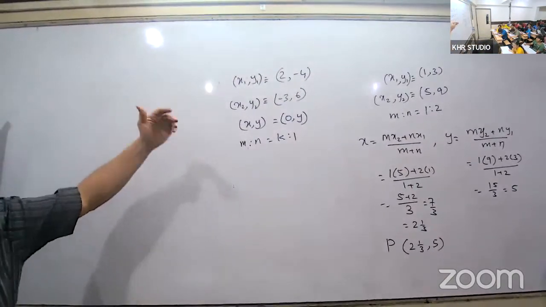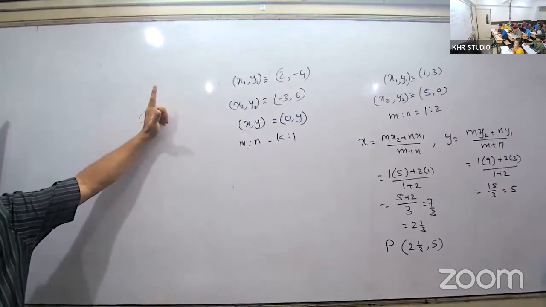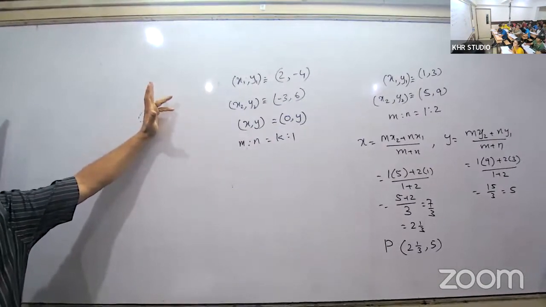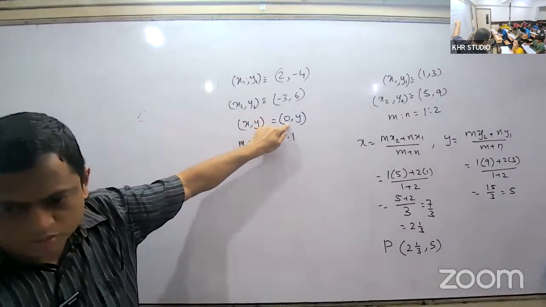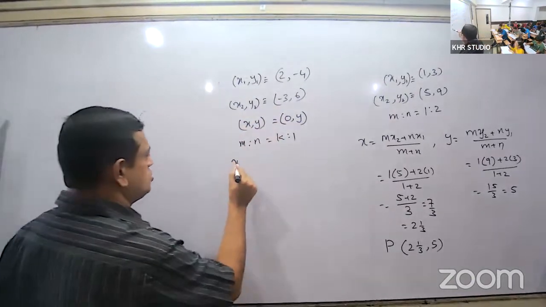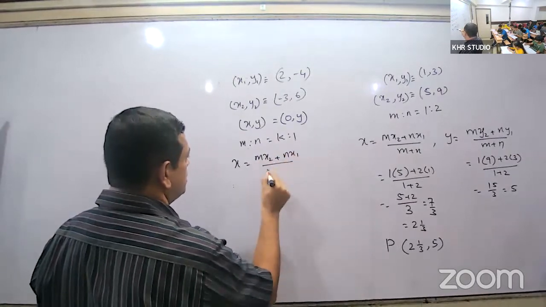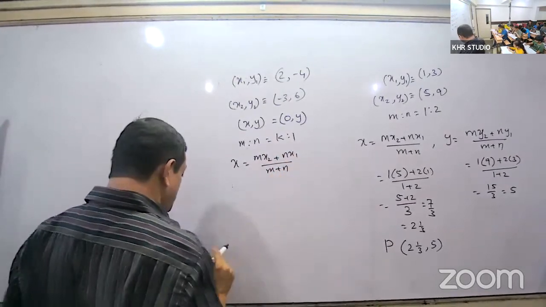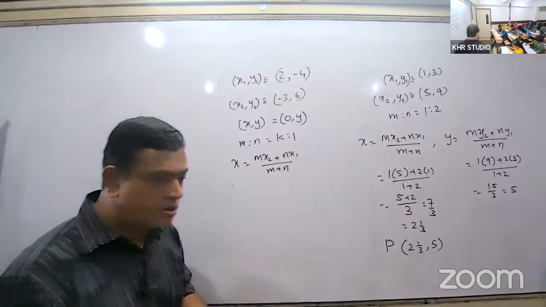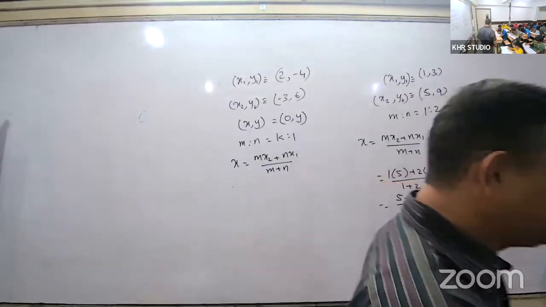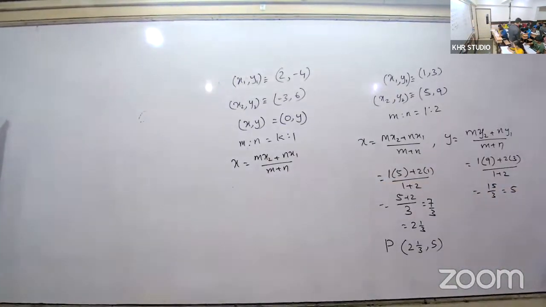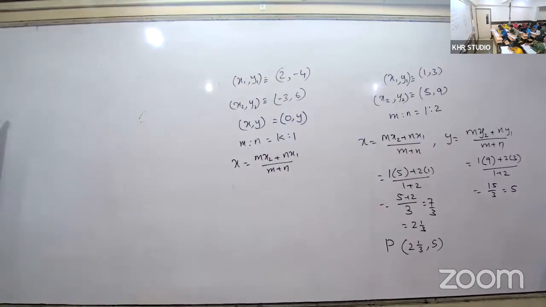Which formula do we use? The x formula or the y formula? Why the x formula? Because the value of x we know. So I write the x formula. x is equal to mx2 plus nx1 divided by m plus n. Replace all the values carefully. You have the x value without mistake. M is to N is K is to 1, right? That is, M is equal to K, N is equal to 1.